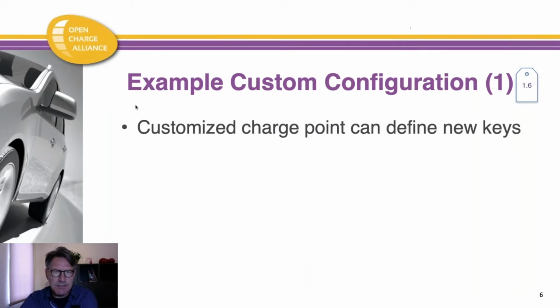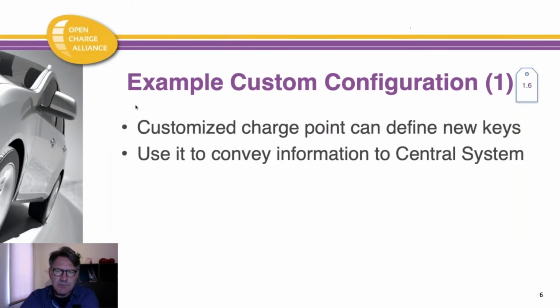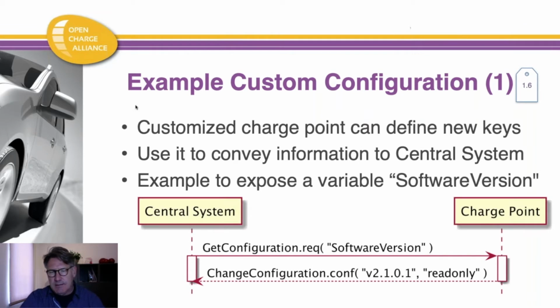So we can define our new keys, and we can use that to convey information to the central system. So one example would be, as a charge point, I want to tell the central system what my software version is. So I could define a configuration key called software version. And then if the central system sets command get configuration request software version, then I can reply my software version and whether this is a read-only or writable key. This will, of course, be read-only.